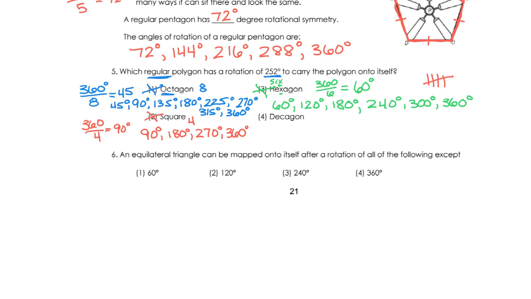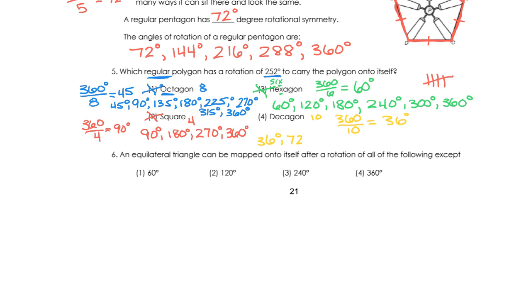So I'm hoping it's a decagon. Decagon, like a decade, is a period of 10 years. A decagon has 10 sides. So if we take 360 degrees and we divide it by its 10 equal sides, we're going to end up with 36. That is the smallest number of degrees you can turn a decagon and have it look like itself. And so we're going to do increments of 36.